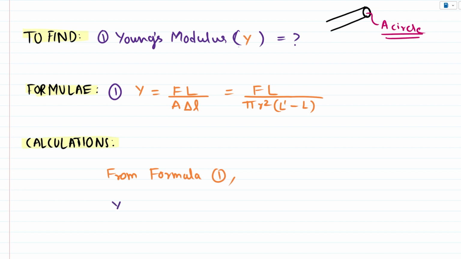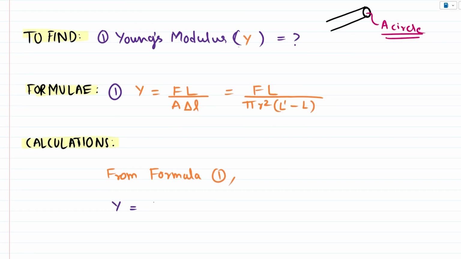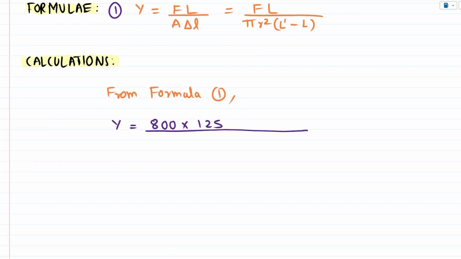So by formula 1, Y is equal to the value of the force. So in this case, the value of the force is 800 newtons. So 800 into the length of the cable, that is 125 meters. This is the original length. The whole thing divided by the cross-sectional area, so pi r square. The value of pi is 3.142. I hope you know this.